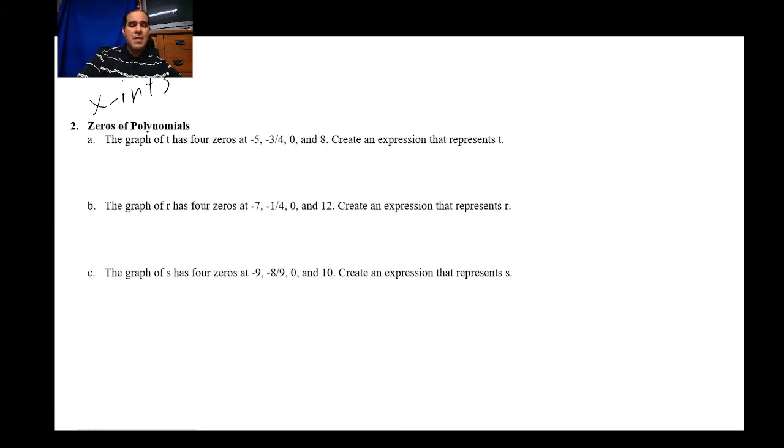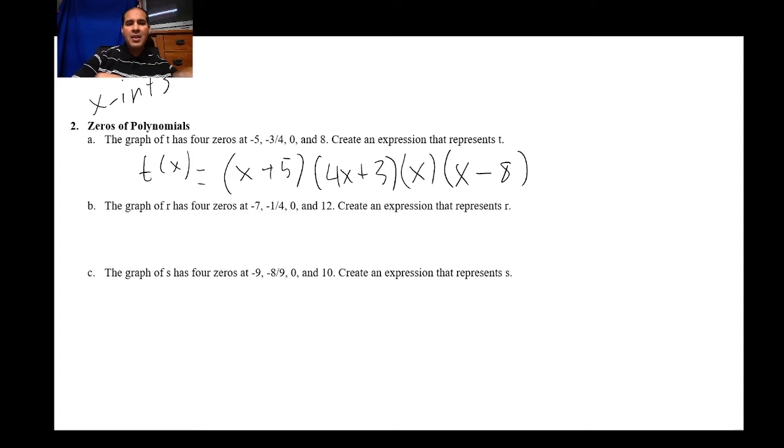Here's what my function, my polynomial might look like. Since I want it to be called t, I'm going to write t of x in the front. And I'm going to put my polynomial as x plus 5 times 4x plus 3 times x times x minus 8, excuse me. And we did this in class because we have a -5 as one of our x-intercepts, then the factor form would have an x plus 5. With the -3/4, because it's negative, I'm going to use a plus. And because of the 3/4, it's going to be 4x plus 3. I'll show you that in just a minute.